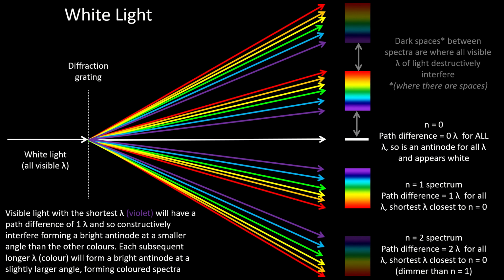The dark spaces between the spectra are where all visible wavelengths of light destructively interfere. Okay, so there is light shining in those dark spaces, but it's destructively interfering. So you get the n equals 0 white line, and n equals 1 spectra, n equals 2 spectra, etc.